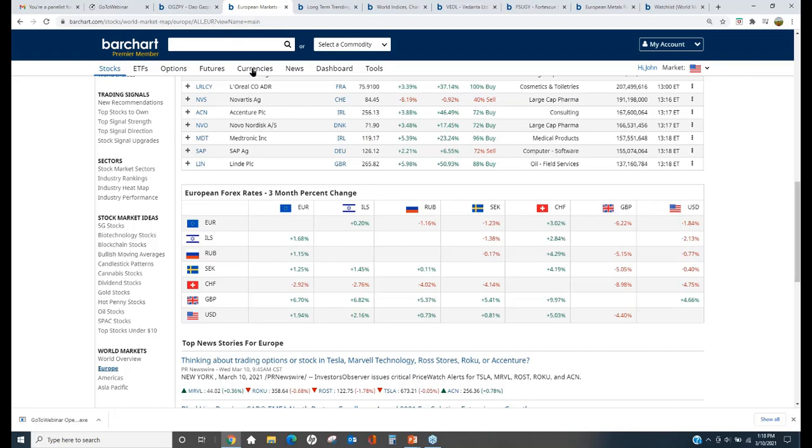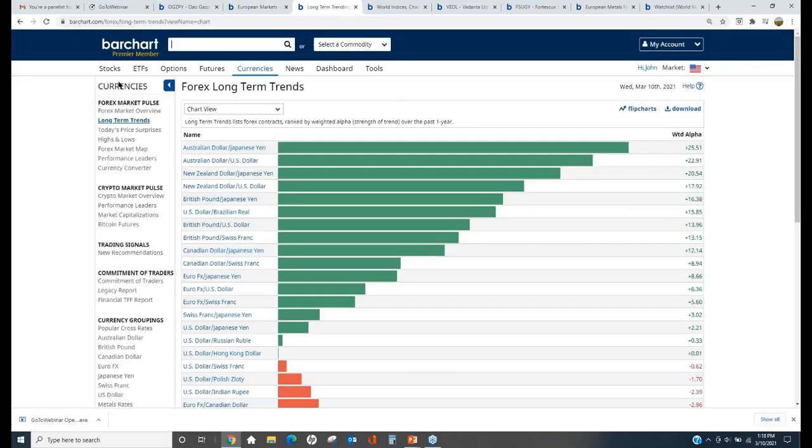So what we're going to do here is go to currencies, and I'm going to go under the long-term trends. We've talked about this before in the previous Forex webinar, that we're going to look at longer-term trends for currency appreciation between these two competing currencies.